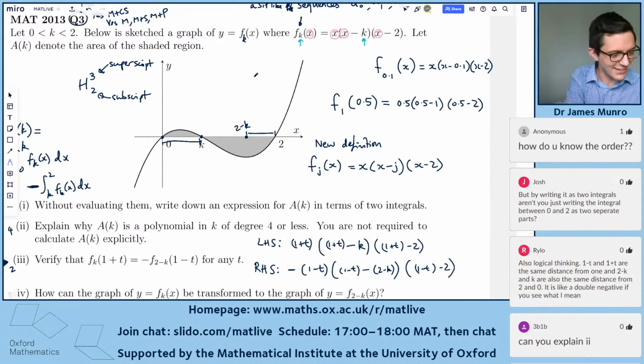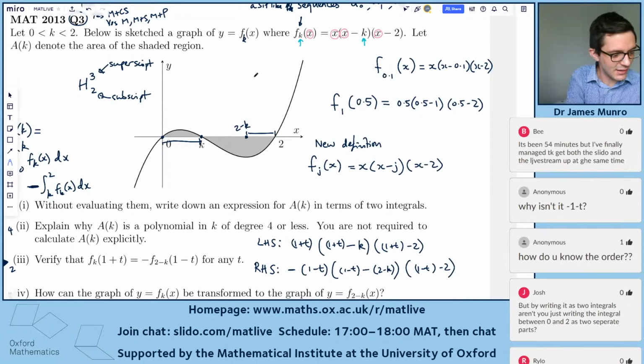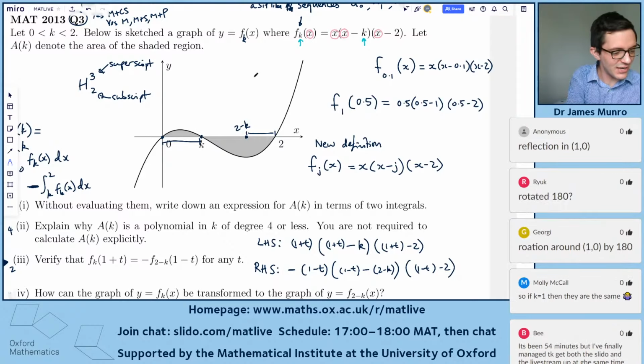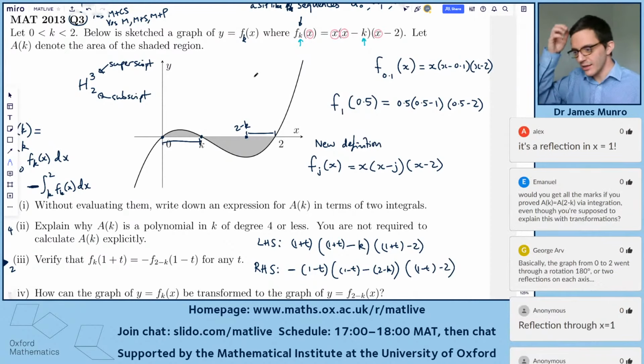B's got the Slido and the live stream up. Okay. Some reflections and rotations are going on. Yeah, okay, so chat is doing really well here. It's like so these lines, this picture of where the points are, that's like a reflection in the line x equals 1.